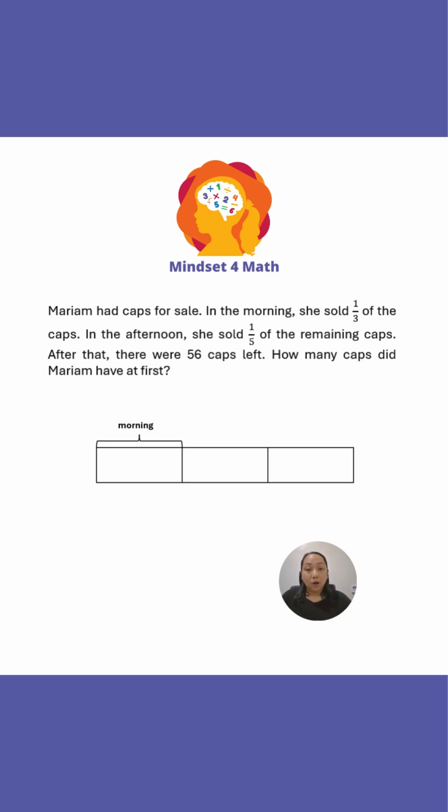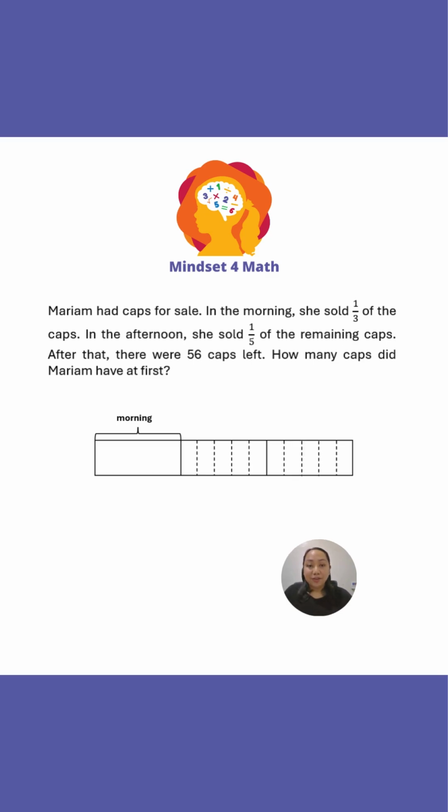First, I need to draw a long bar. Then, I will cut it into three equal parts. She sold one-third of the caps in the morning, so I will mark 1 unit morning. This will represent the number of caps that Mariam sold in the morning.